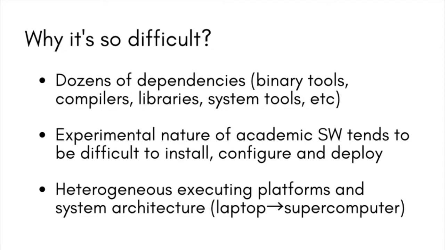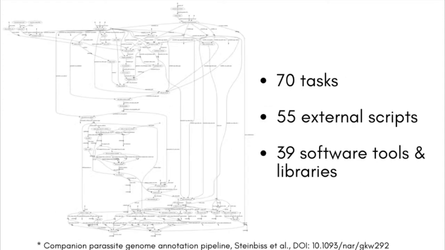Or in your institution, for example, you will not be able to run certain software due to security reasons. You can run some software with root privileges on your laptop, but your institution will not allow you to run with root privileges on the HPC, on the cluster of your institution. And for example, this is a diagram of a pipeline of Institut Pasteur in France. It's like 70 tasks, 55 external scripts, and almost 40 software tools. If you want to deploy this on your institution, on your cluster, on your laptop, it will be more than 2 months for sure. And that's the reason why we saw that there is a need of a reproducibility improvement.